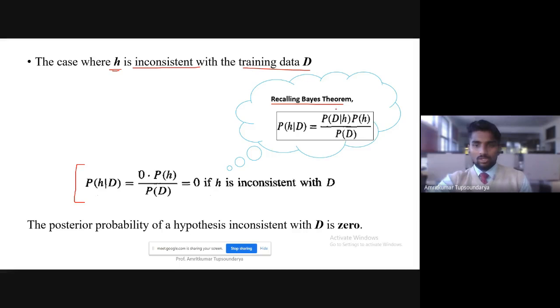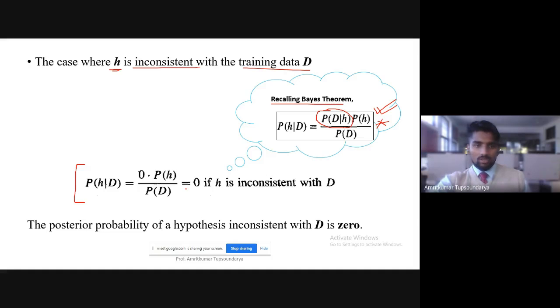So this particular formula is very important. You have to remember this formula throughout this module. We'll be using it numerous times. So in this formula, as the hypothesis H is inconsistent with the training data, our P of D given H becomes 0, right? So this value is 0, and when we multiply this whole thing by 0, the ultimate answer that we get is 0 itself, right?